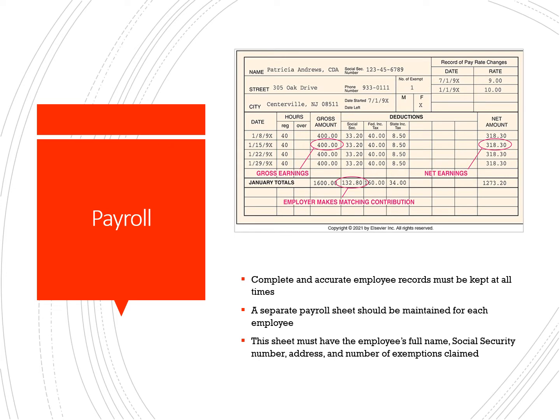It is important to have complete and accurate employee records. Employees want to be paid and they want to be paid on time. There should be a separate payroll sheet for each employee. This sheet should include the employee's full name, their social security number, their address, and the number of exemptions claimed.